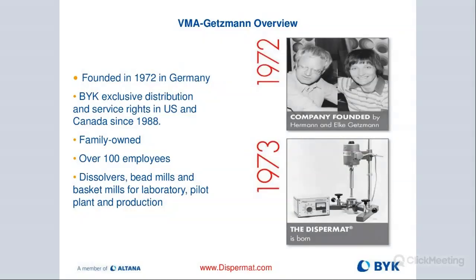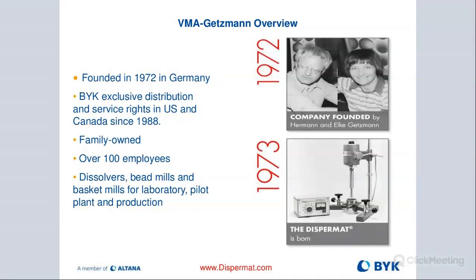So the company VMA is a German company. They were founded by Hermann Getzmann, his beautiful wife up on the top right, in 1972. He actually was a co-founder of Anton Paar. He decided that he would want to start his own company and sold out and basically started the VMA Getzmann company in Reichshof, Germany, which is about 30 miles east of Cologne.